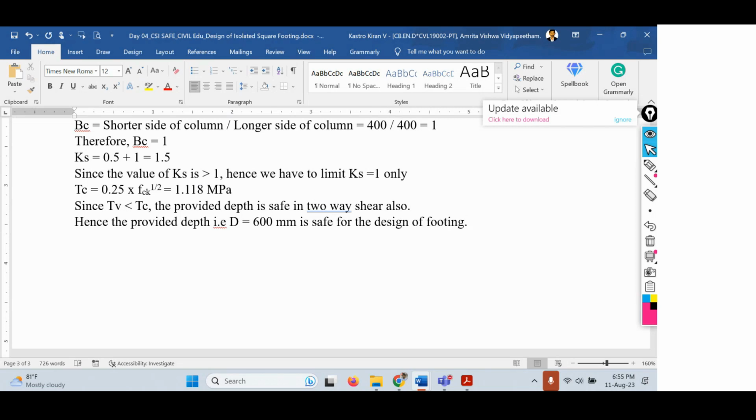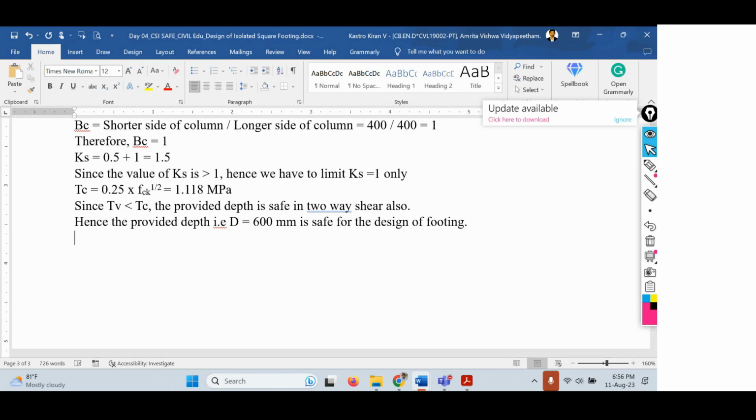So this is how we can say the depth is safe against the shear criteria and also the flexure criteria. It is not enough if it satisfies only the flexure criteria. Whatever depth we are talking about has to satisfy both the shear criteria and the flexure criteria as well.